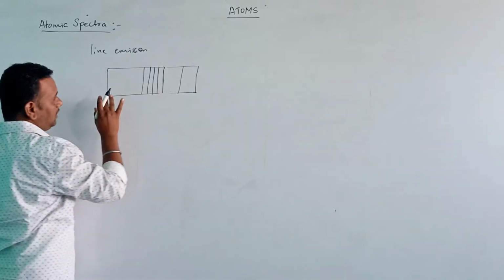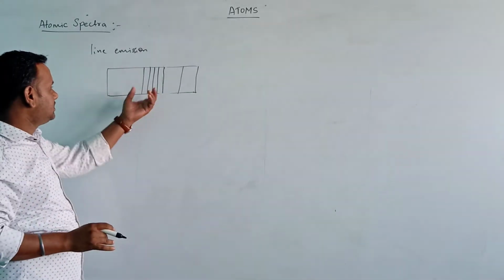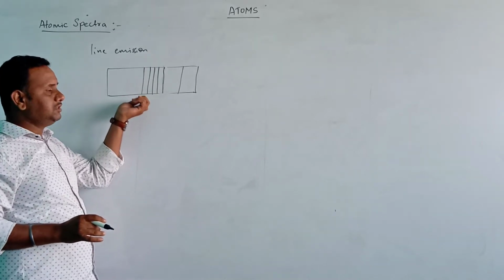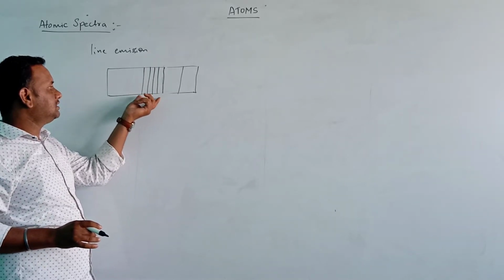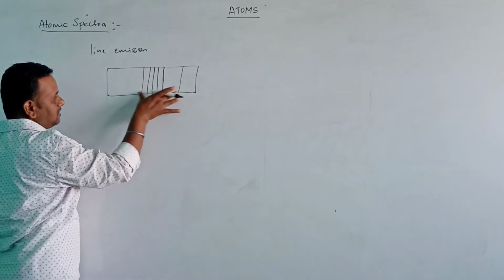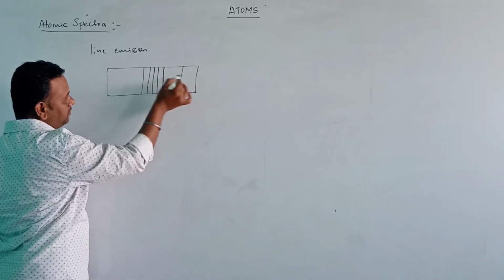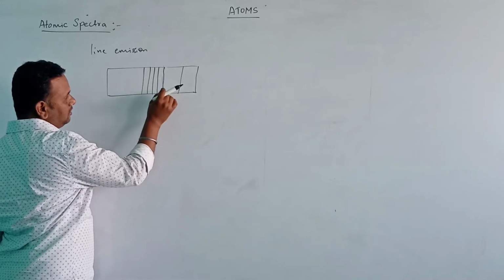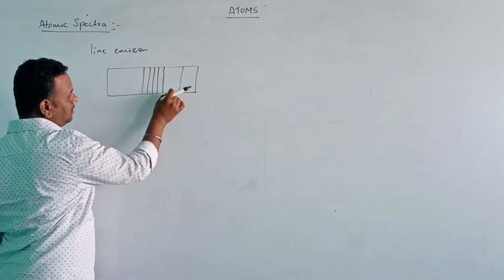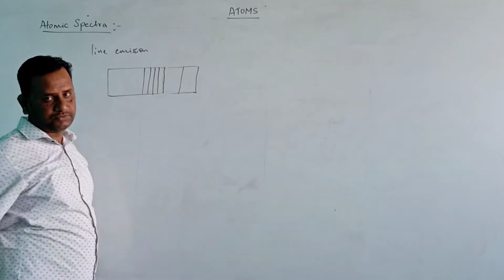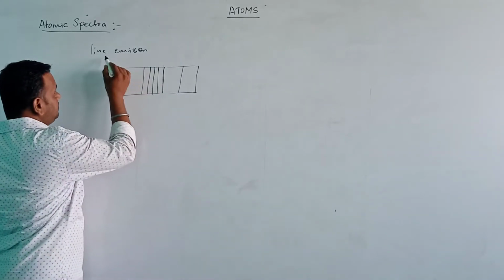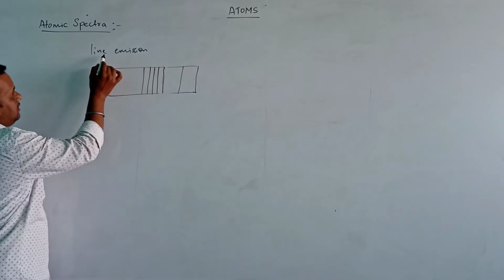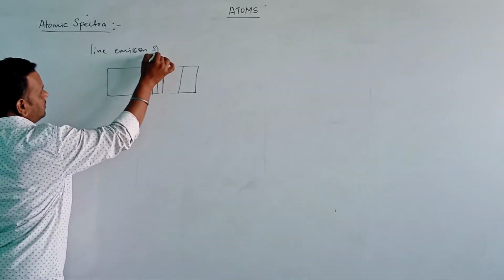If you take any element, the emission of its spectrum of radiation forms a spectral series. You will get a number of lines with decreasing wavelength. Each line will have a space between them. Such a spectrum is called a line emission spectrum.